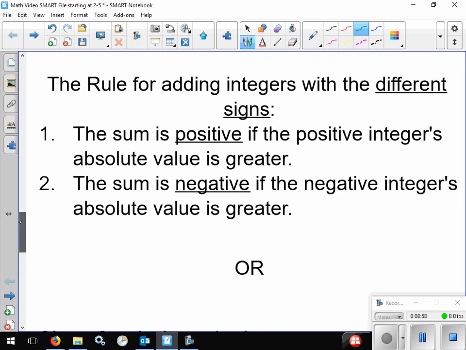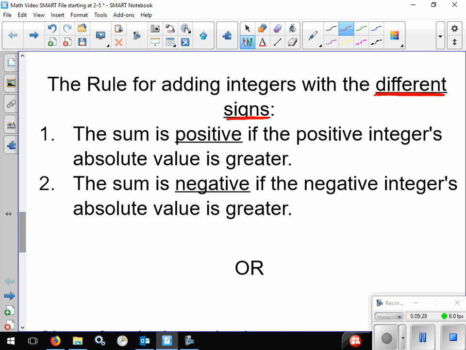Here's an example. Here's the rule. Yes, write it down. Here's the rule for adding integers when the signs are different. Pay attention. Now the signs are going to be different. We're going to have positive and negative. So the rule is, there are 2 rules here. 1, the sum is positive if the positive integer's absolute value is greater. Again, I'm going to show you what that means in a minute. And you know what absolute value is, because we did that already.